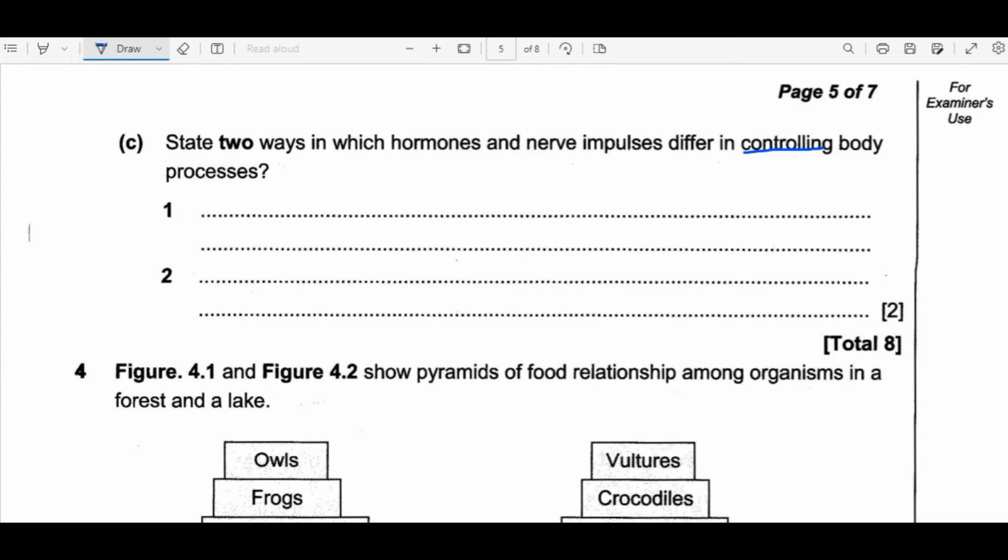So the first one, hormones control slow processes, while impulses control fast processes. So that is the first one.